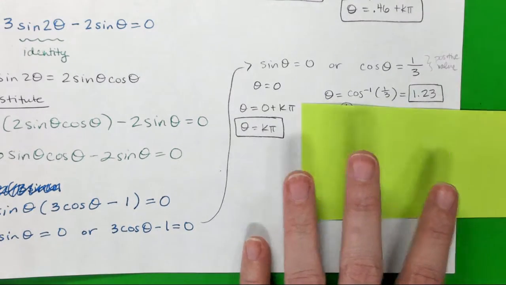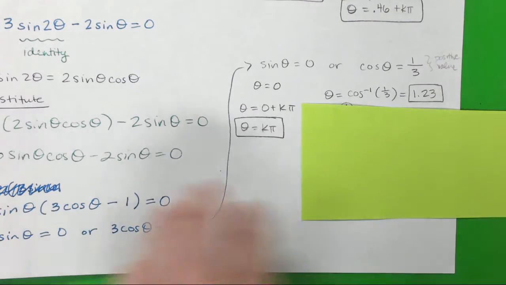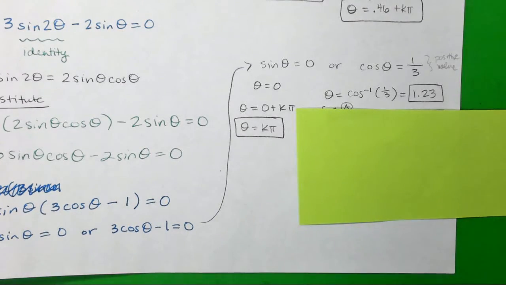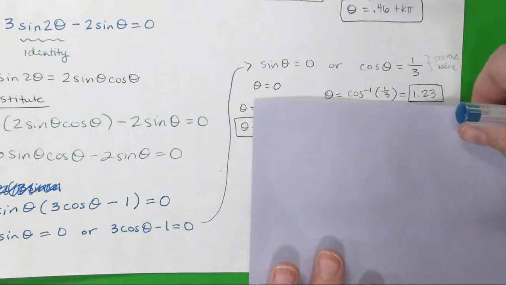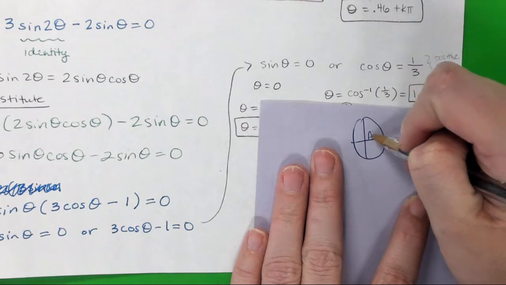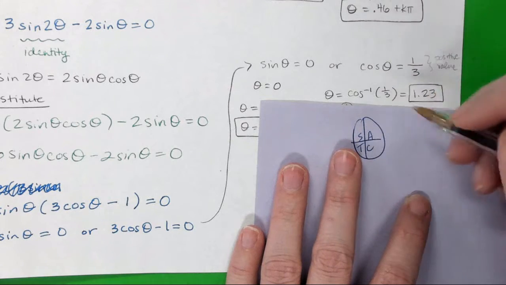Okay, so you should get 1.23. And then again, remember, because this is cosine, you have to find the other one. So when we're thinking of the cosine, it would be helpful to draw a picture. Okay, so if we draw a little picture about what's happening here. Okay, we're trying to find where cosine is positive or negative. Okay, where it's positive. So we have 1.23, that's in quadrant 1.